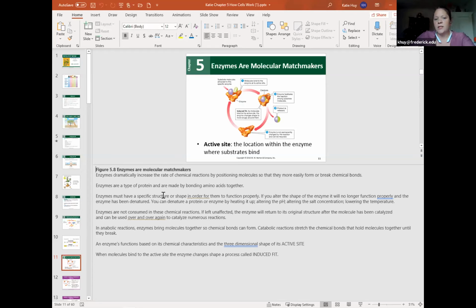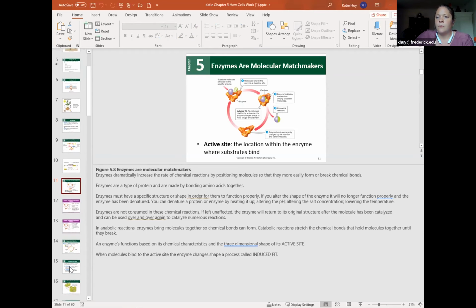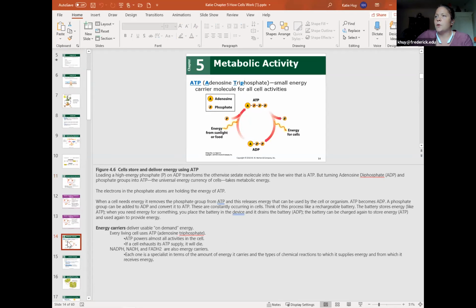Okay, questions about the enzymes and their importance in what's happening inside of the cell? Okay. Alrighty, so I'm going to move us forward.